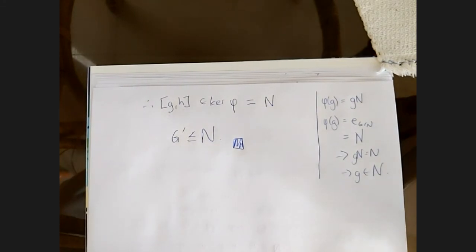So the commutator subgroup tells us whether or not G has certain abelian quotients, right?